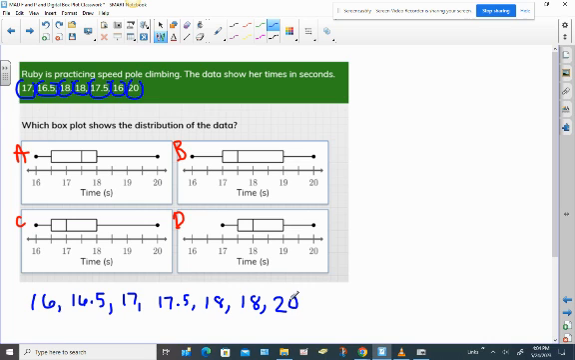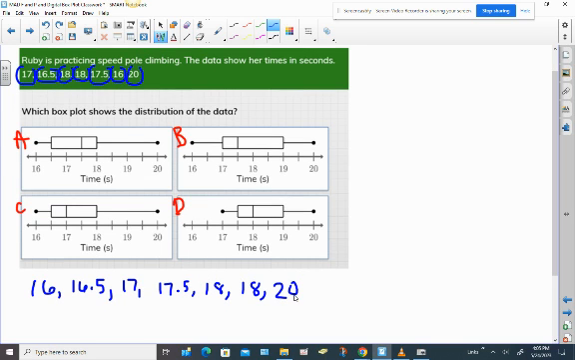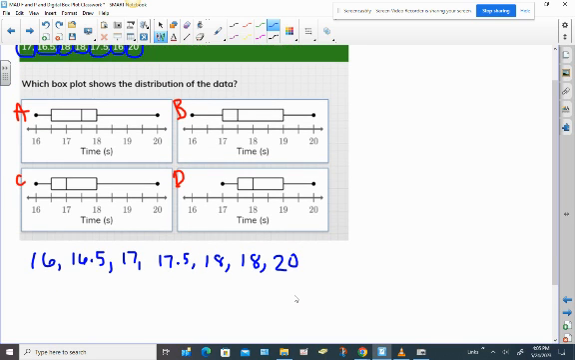When you're done writing all the numbers down, it's always best to count up how many values you have in your original data set. 1, 2, 3, 4, 5, 6, 7, and make sure you have 7. All right, once you have them in order from least to greatest, we know we have 7 data points.